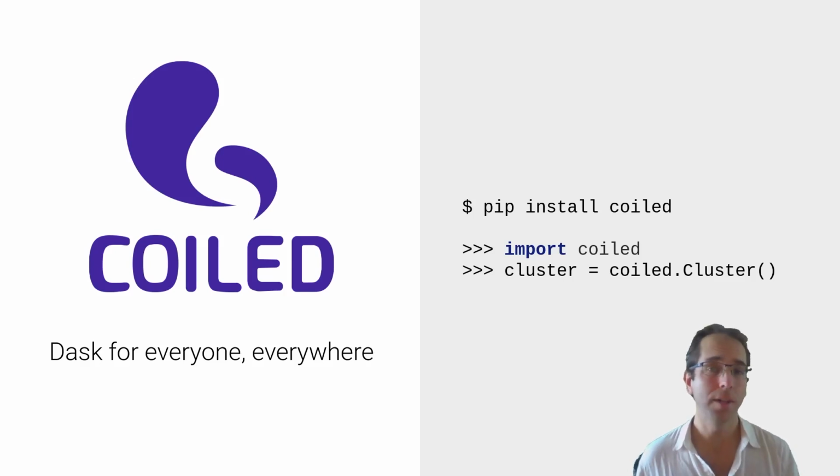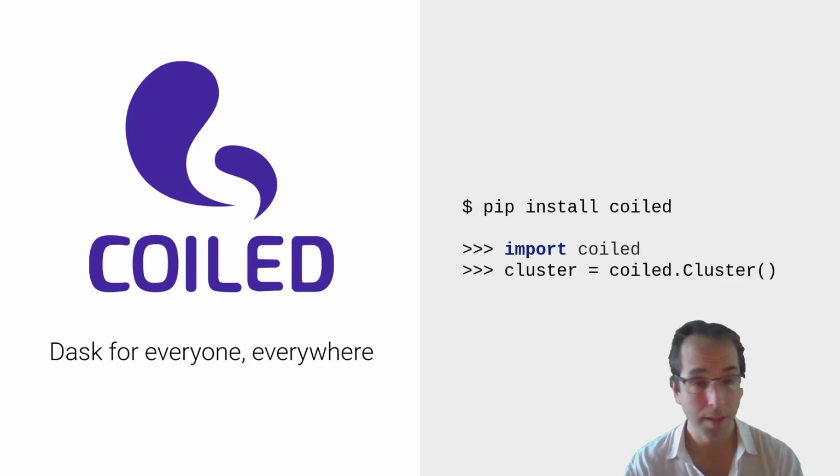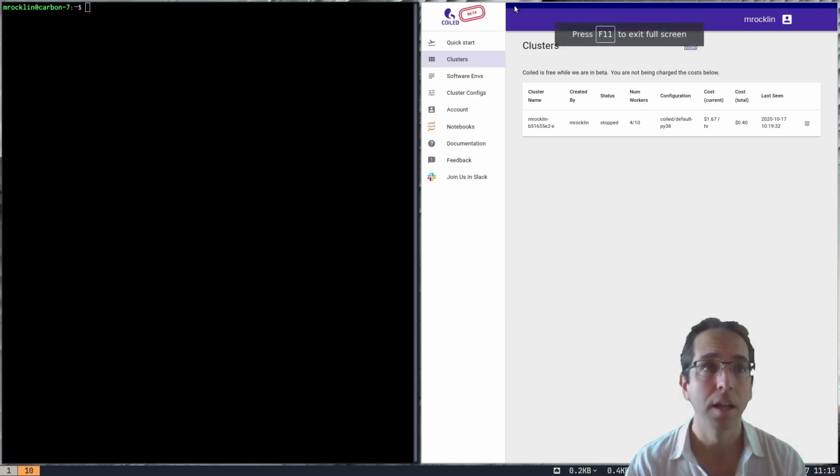The punchline of this whole talk is to try running pip install coiled, and then import coiled and create a coiled cluster. And this will do everything that we've talked about for you in a safe, secure way. Let me actually just go and do that for a second.